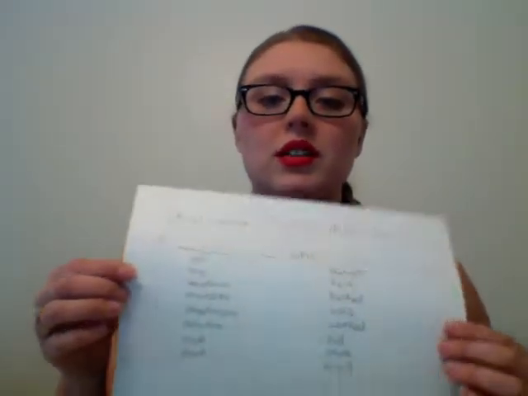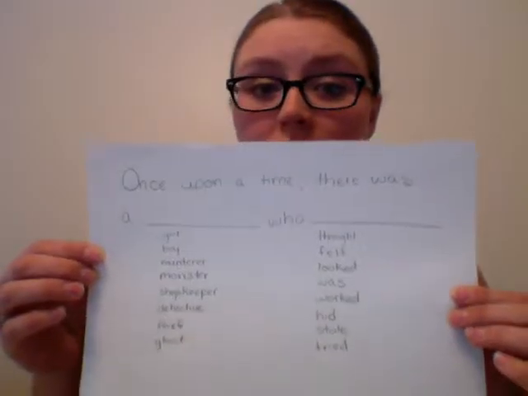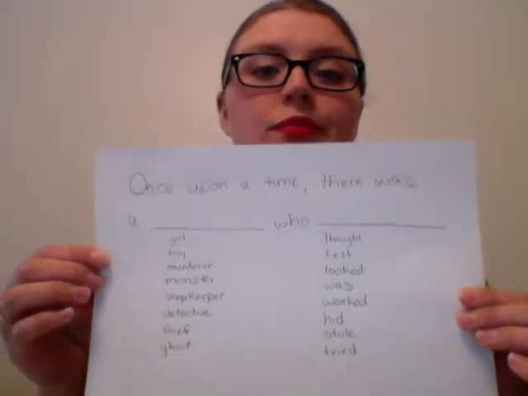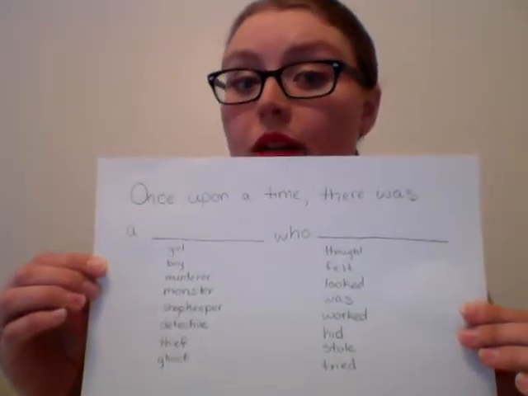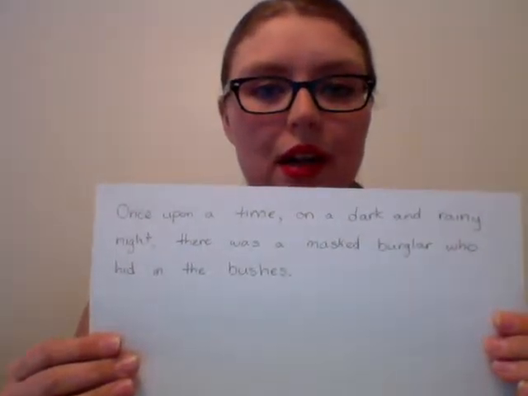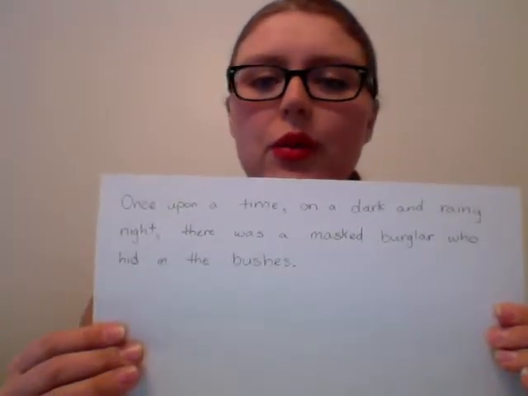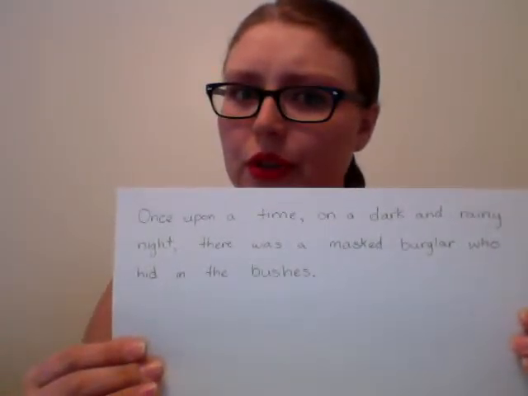Start with once upon a time, there was a blank, you fill in the blank, who did something. Once upon a time, there was someone who did something. This at least will get you going with some writing juices. Start somewhere. So, if this assignment happens to be a murder mystery, maybe you would start with, once upon a time, on a dark and rainy night, there was a masked burglar who hid in the bushes.